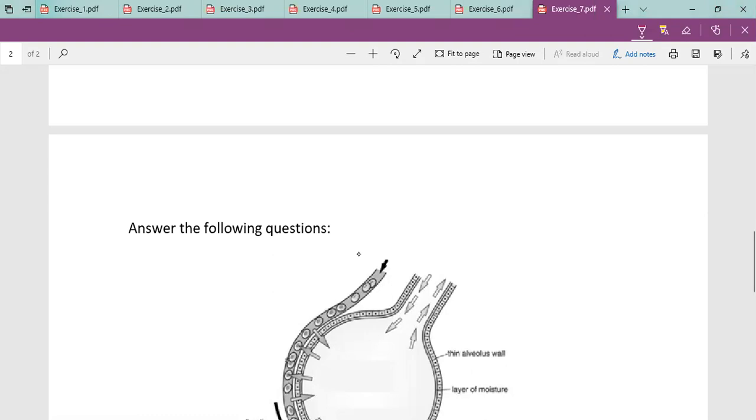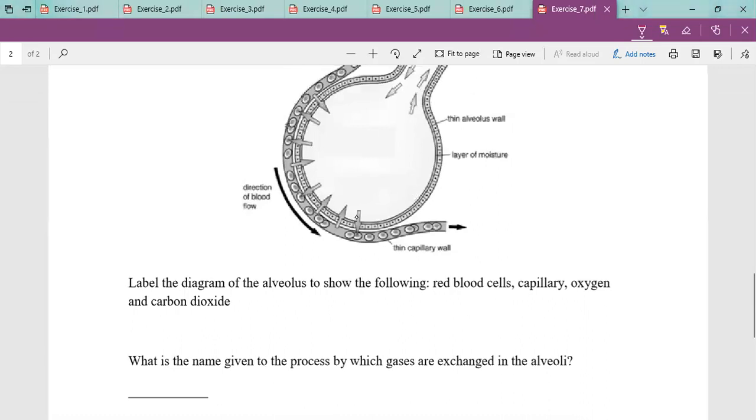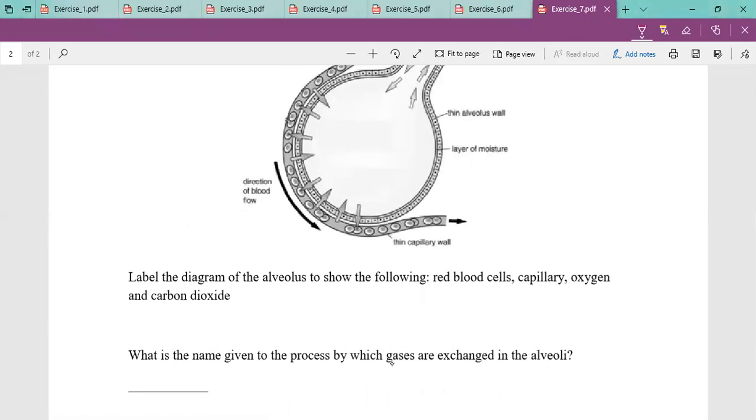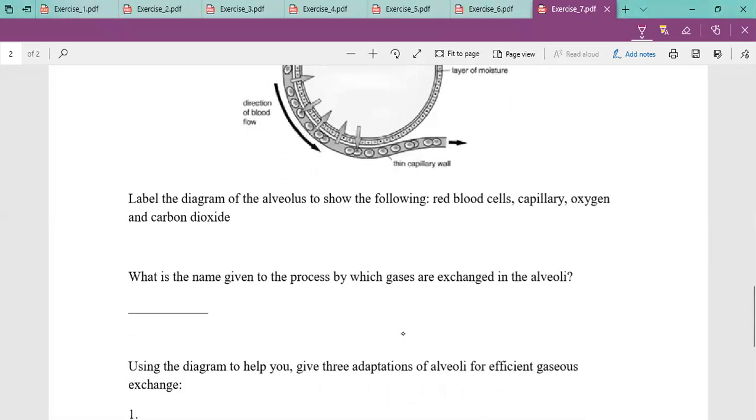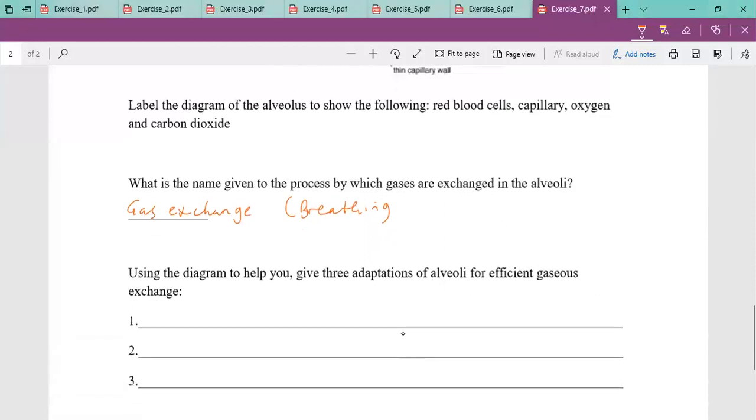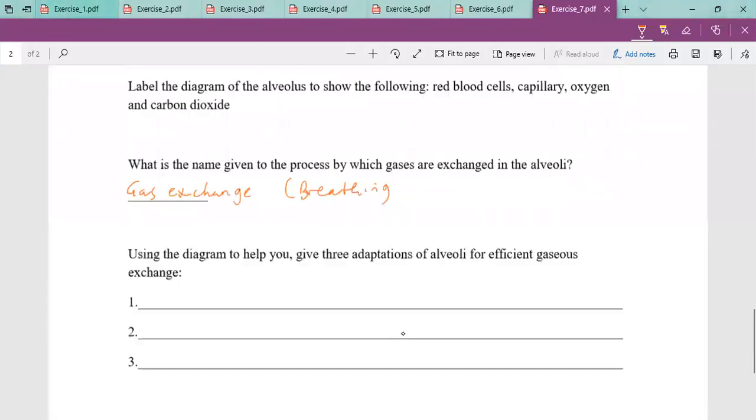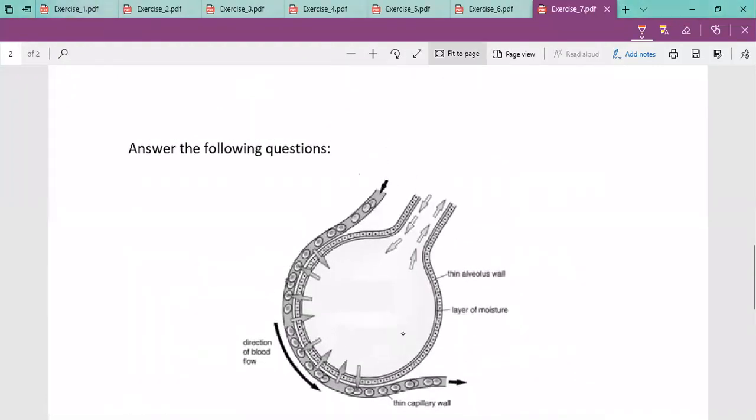Oh, sorry, there's another one remaining here. As a diagram, I think I already did a similar one before. It's asking what is the name given to the process by which gas is exchanged in the alveoli? It's called gas exchange. Or you call it breathing. Use the diagram to help you give three adaptations. I think I mentioned that to you before, so it's just a repetition of what we did before.